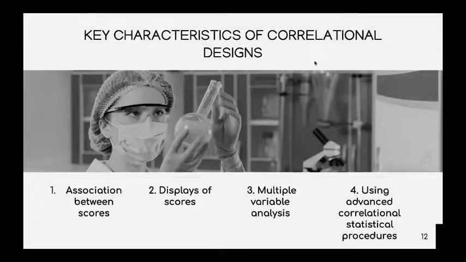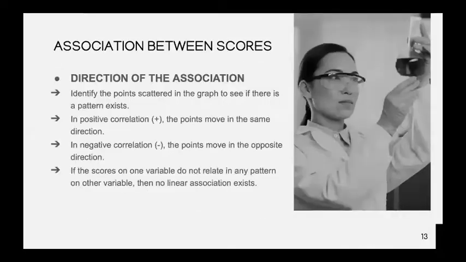Okay, hi everyone. My name is Nur Shahira binti Sahe, and today I'm going to present to you about the key characteristics of correlational design. There are 4 characteristics here, which are association between scores, display of scores, multiple variable analysis, and using advanced correlational statistical procedures. So I'm going to explain the first one, association between scores.